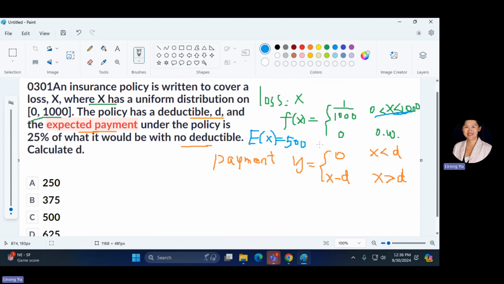Because if you do not have a deductible, the payment depends entirely on the loss. Whatever the loss is, that's what you're going to pay. On average, sometimes less, sometimes more, because it's a random variable, but on average it's 500. Now, what would be the payment with the deductible? Then you are calculating the expected value for Y.